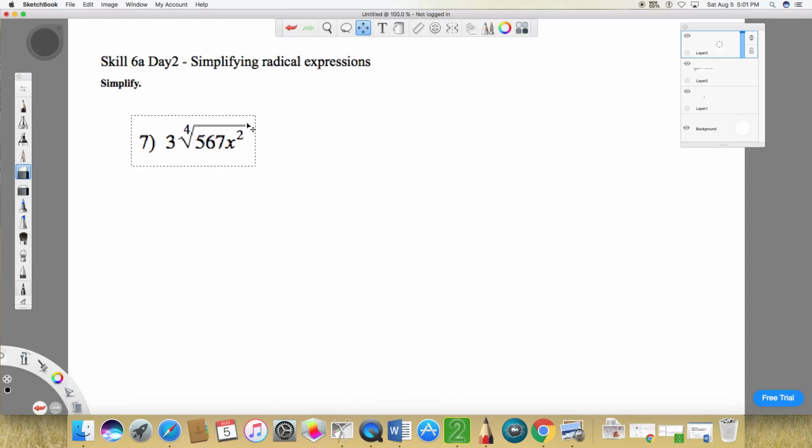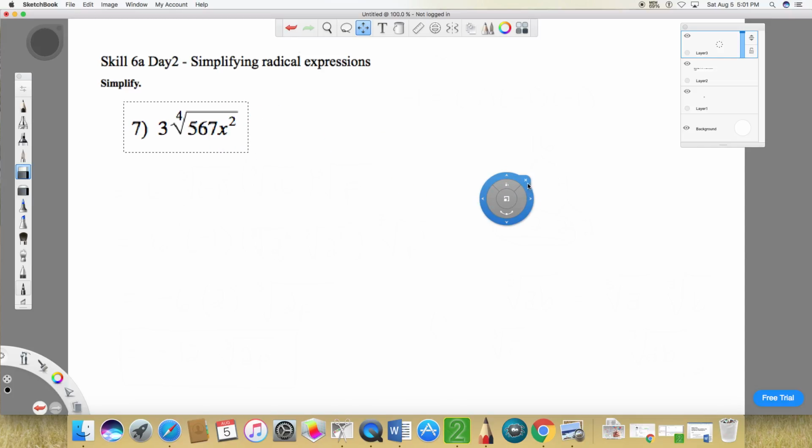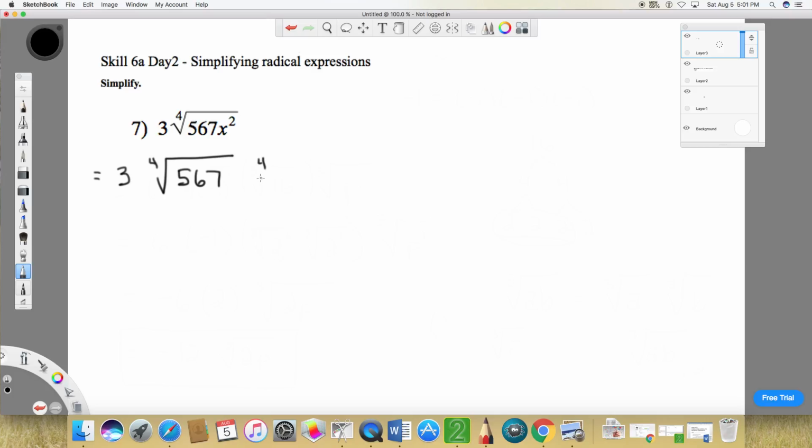What kind of radical do we have? Do we have a square root, a cube root? No, we've got a 4th root, all right? And it doesn't matter when we have multiplication, we can break apart that multiplication, and that sometimes will help us to focus our attention on something that's smaller and easier to work with.